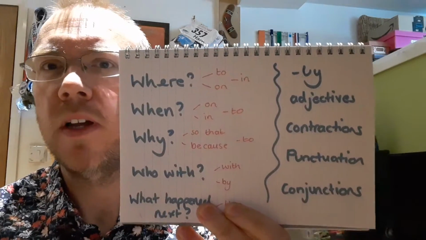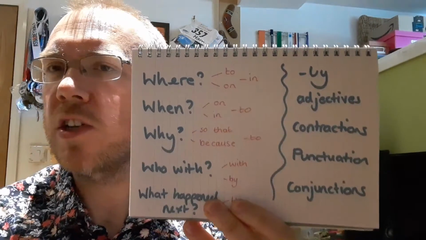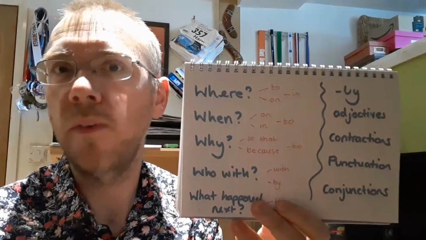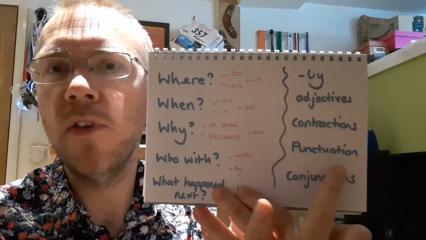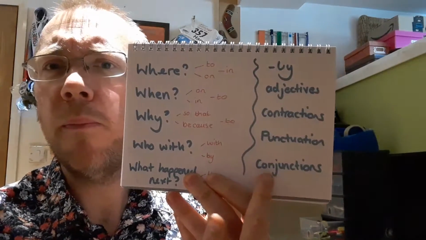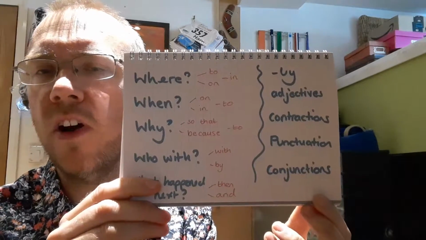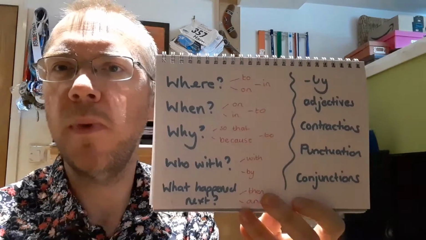You could perhaps use some contractions in there. Words like shouldn't, didn't, wasn't. You could improve your sentence with punctuation, but one of the ways to make these really easy is to use some conjunctions in there. So I've got some questions you might want to think about.